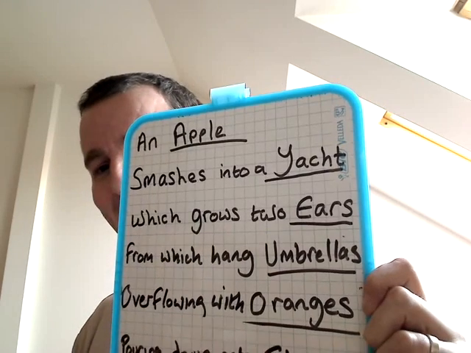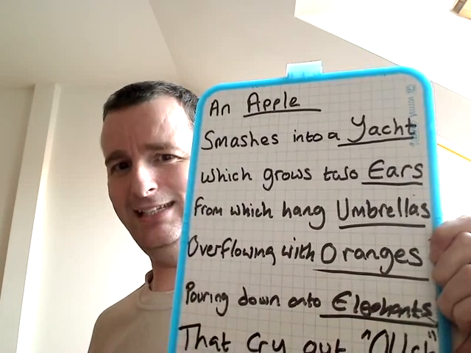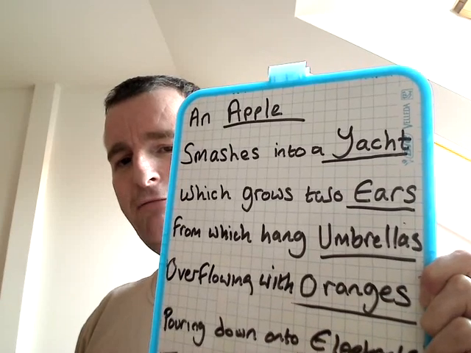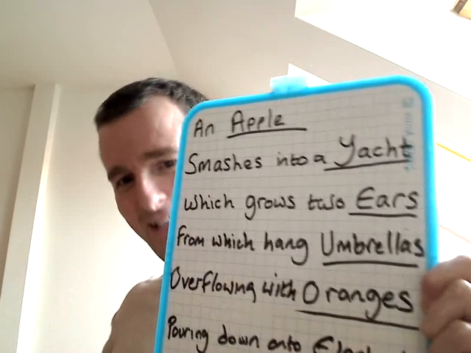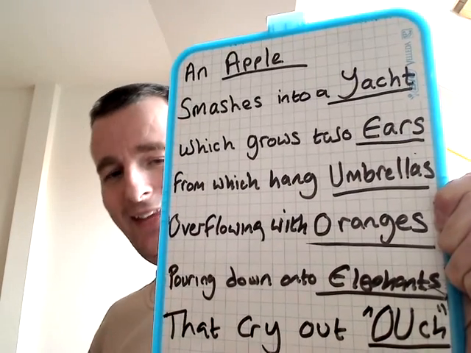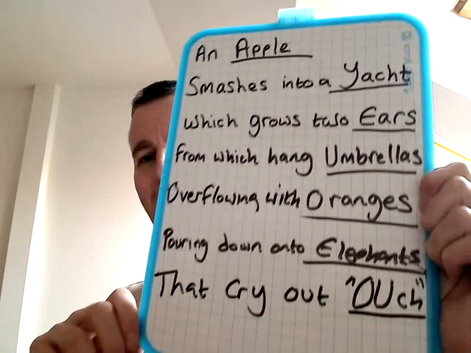From the ears are hanging umbrellas, which are sort of as earrings, upside down earrings. These are overflowing with oranges in the umbrellas, and they pour down onto elephants below, and the elephants cry out, "Ouch!" So try to remember that story. Just think it through a few times.